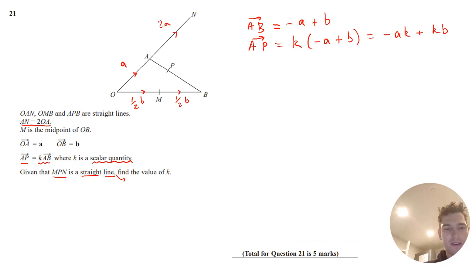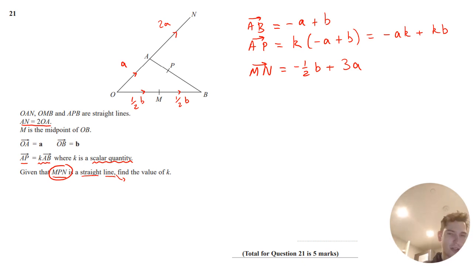Now, let's have a look at this straight line, MPN, and I think there's one vector on that straight line which doesn't involve this weird AP. So I think that I can find, first of all, this vector MN. Because to get there, I just need to go from M to O, which is minus a half b, and then plus a plus 2a, which is plus 3a. So that is that vector MN.